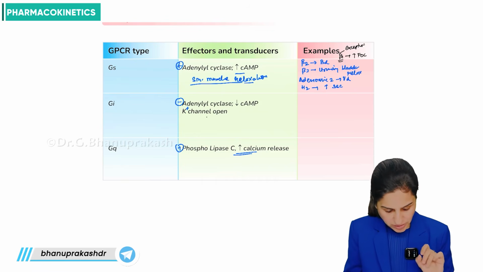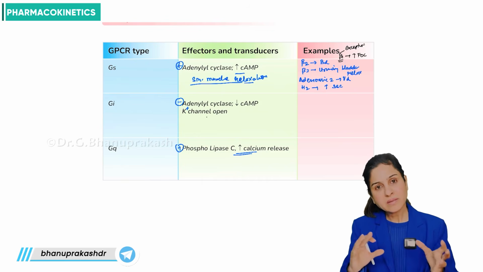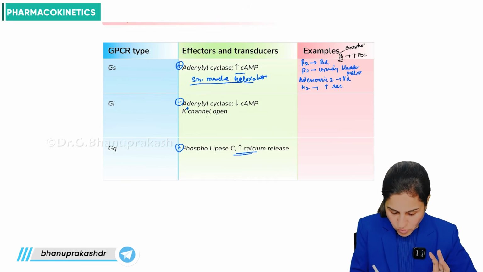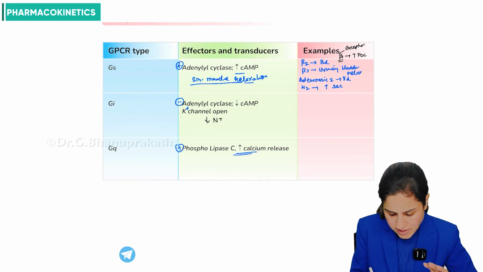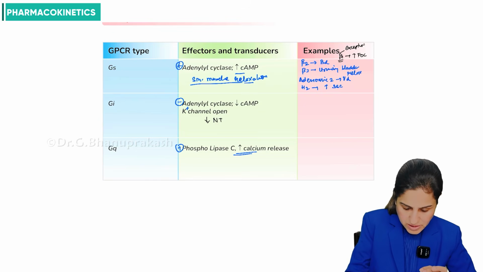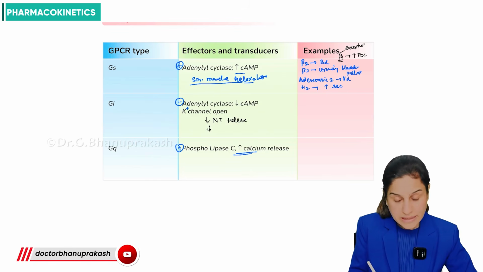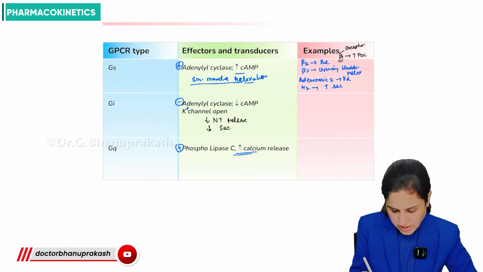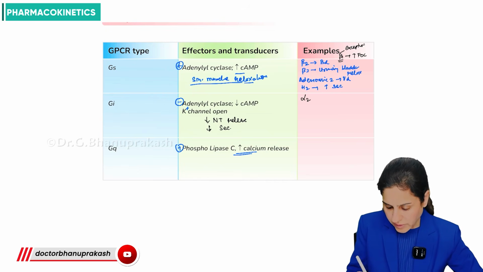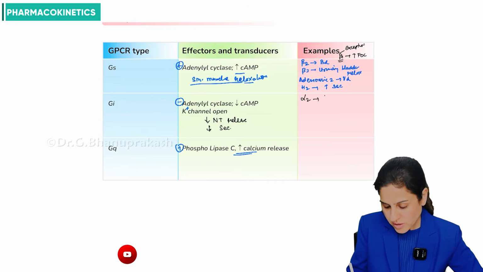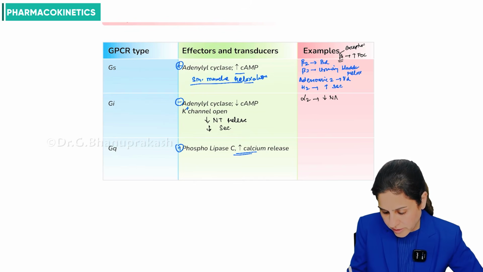force of contraction. GI would be different in the sense that most of the GI, you will see that they cause decrease in the either neurotransmitter release, or they also cause decrease in the secretions, right? So let's see examples. For example, alpha 2, right? So alpha 2 is going to cause decrease in the noradrenaline secretion, right?